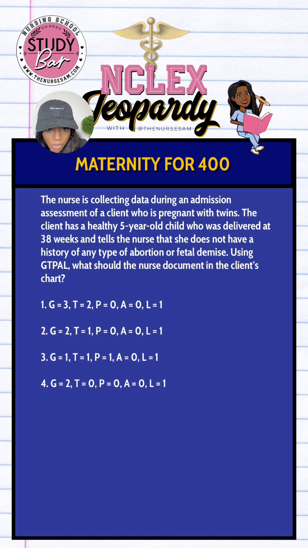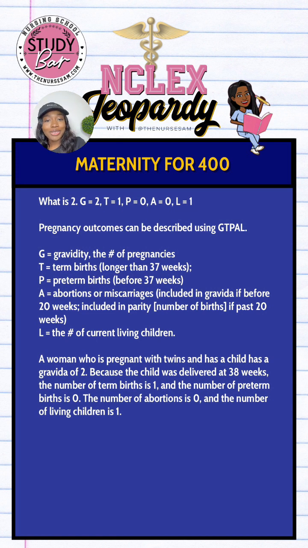GT Pal. This is maternity for 400, and the correct answer is, drumroll please, what is 2? All right, let's get into it. Remember what I said, the rationale is one of the most important parts. Not only are you getting a first look at what these type of questions are going to ask you in the topics, but it's also giving you a rundown of why the answer is the correct answer and why the other ones are not the correct answer.